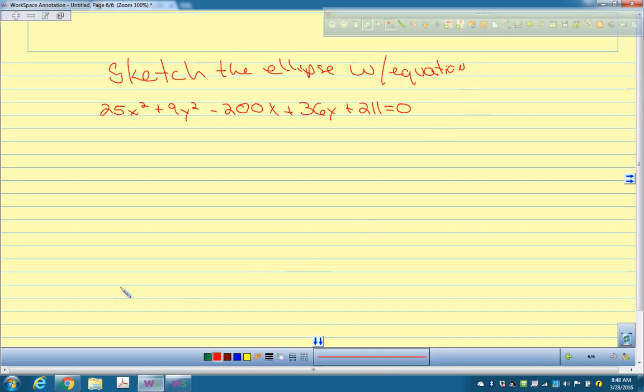So this looks kind of tricky, doesn't it? I'll show you what to do. The first thing you want to do is group all your x stuff together. So I'm going to take 25x squared minus 200x, and group all your y stuff together, plus 9y squared plus 36y. And I'm going to bring that 211 onto the other side. That should be your first step.